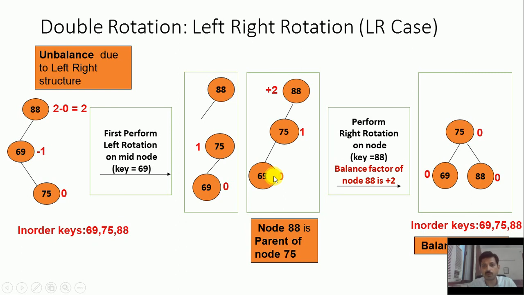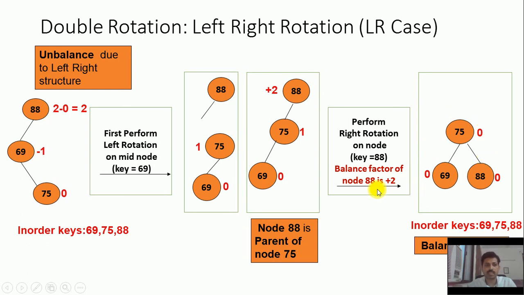Then we perform a right rotation on node 88. The definition of right rotation is that node 88 becomes the right child of its left child. The left child is 75, and 88 will be placed at the right side of node 75. So in this scenario we get a balanced tree.